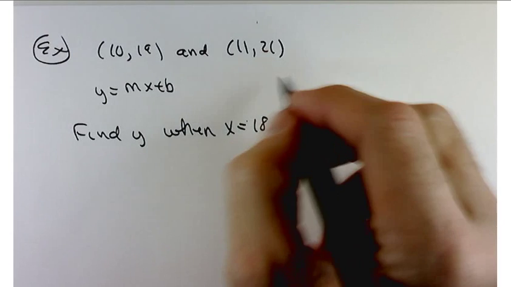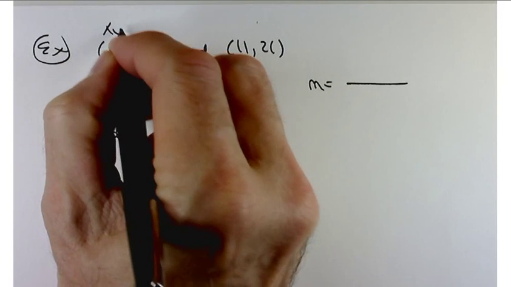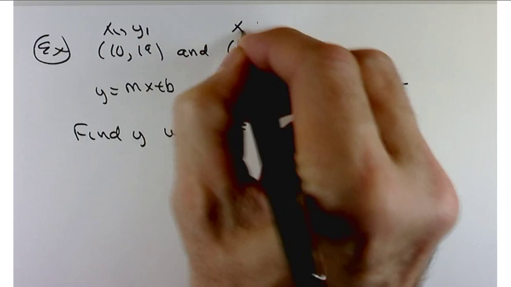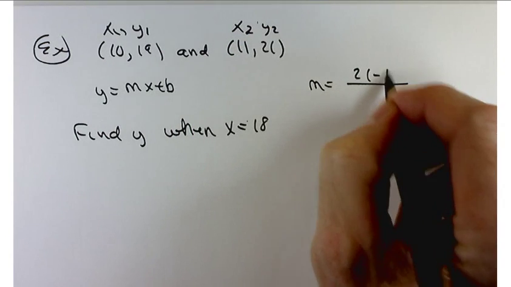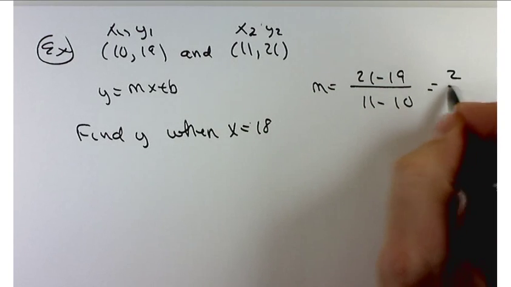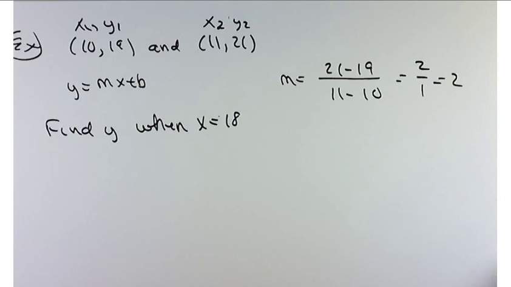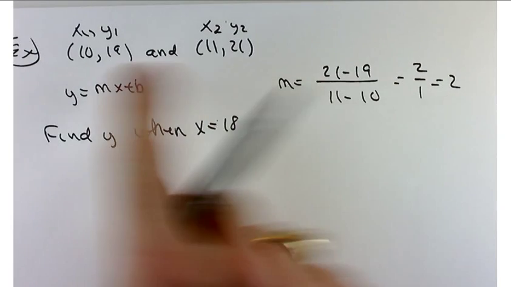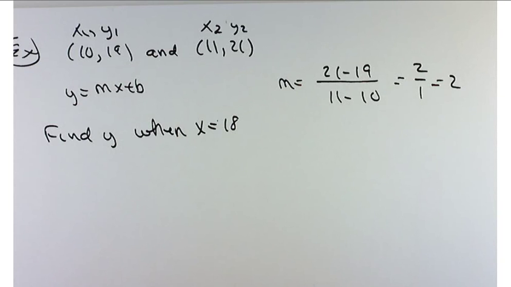First thing I'm going to do is find the slope here. So I'll call this x1 and y1 and x2 and y2. So 21 minus 19 over 11 minus 10 gives me 2 over 1, or better yet, just 2 for the slope of the line. Now once I have that slope, I can use either of these as my x1, y1 for the next part of this.